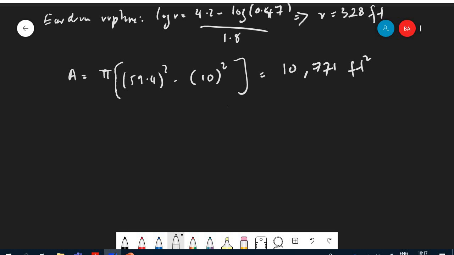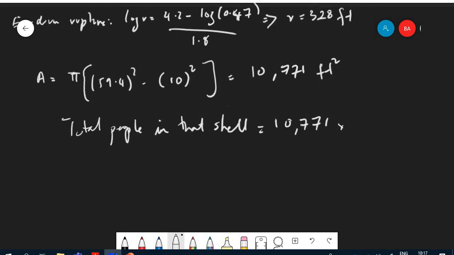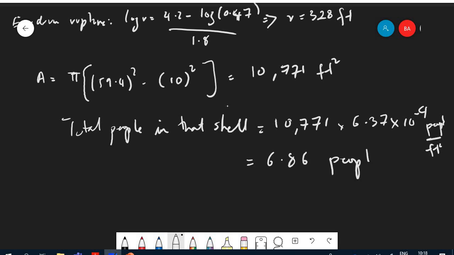If you want to know how many people are in that shell, in that area that we are targeting, it is going to be equal to 10,771 multiplied by the number that we had already obtained, how many people are per feet square, right? And this will be equal to 6.86 people. So let's say that we take the smaller number, 6, right? We just say 6 people.